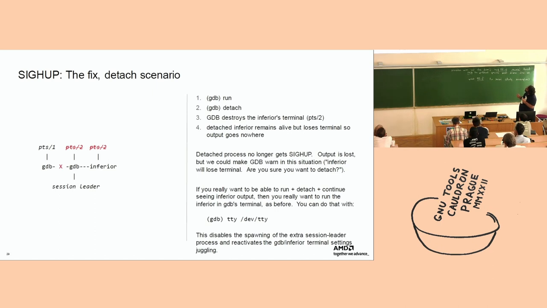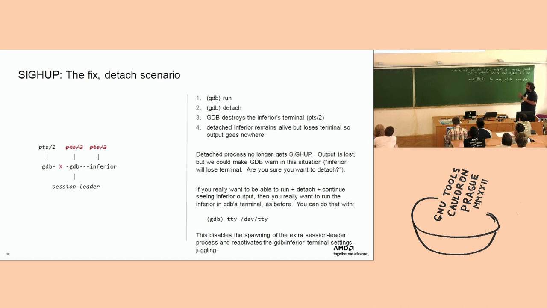The downside is that you did run plus detach, you've detached the process, and the process that you detached no longer has a terminal. So whatever it prints goes nowhere. You're not debugging it anymore, so nothing is forwarding input and output. The terminal was destroyed. What happens is that the process continues running anyhow, and output goes nowhere. But I claim that this is okay. This run plus detach scenario is uncommon.